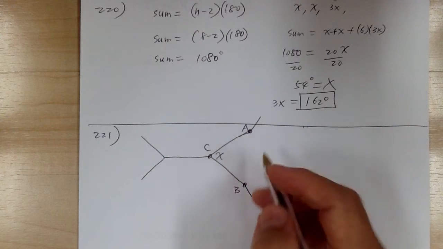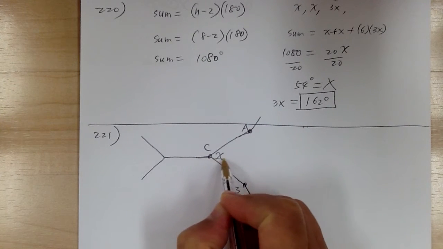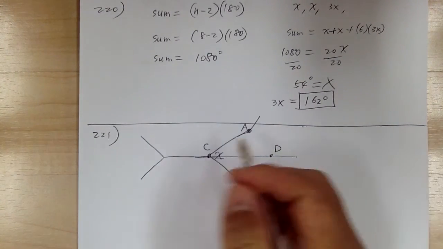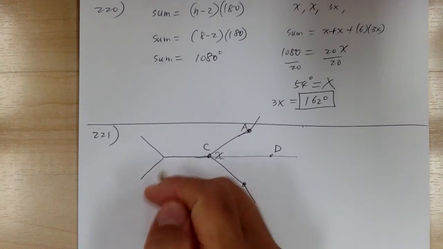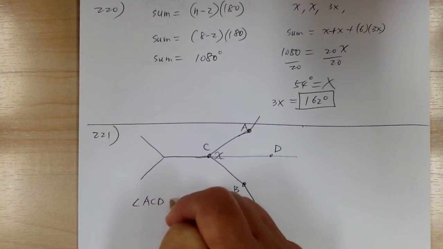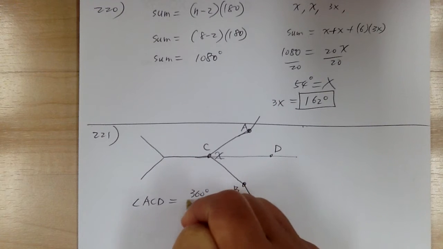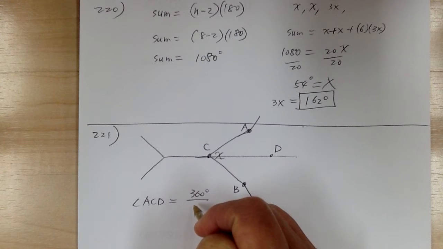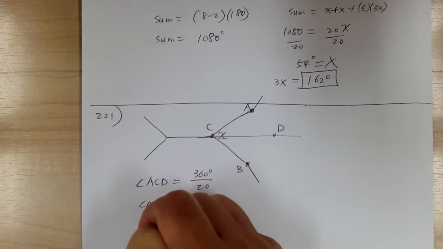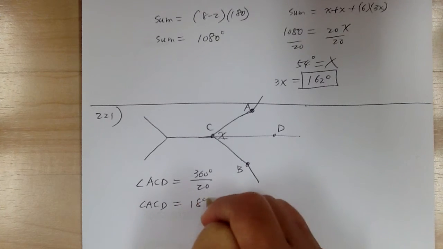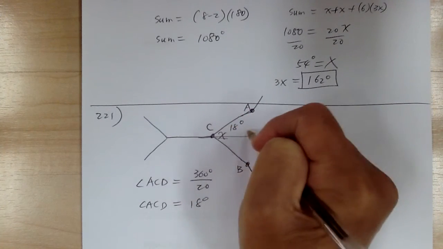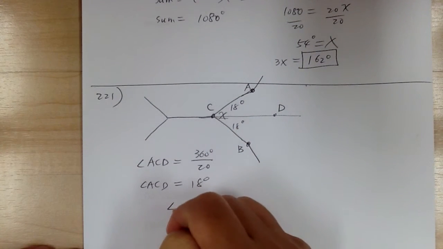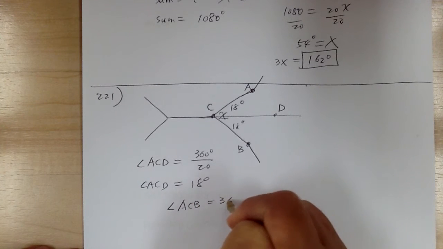Okay. Well, what you want to do is go ahead and draw this extension, and I'm going to call this D. So angle ACD would be the exterior angle, so it would be 360 divided by 20, because it's a 20-sided polygon. So angle ACD is equal to 18 degrees. This would be the exterior angle, and by symmetry, this also is 18 degrees. So angle ACB will equal 36 degrees.